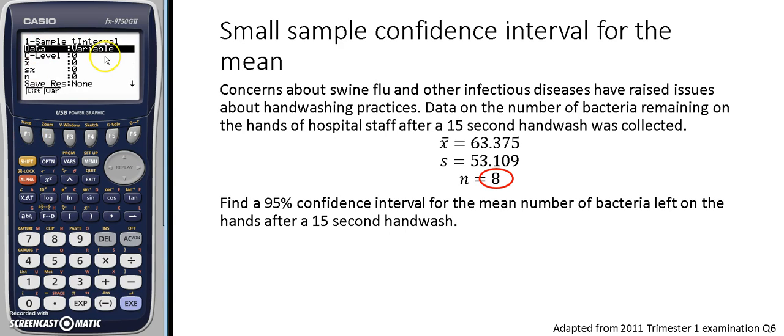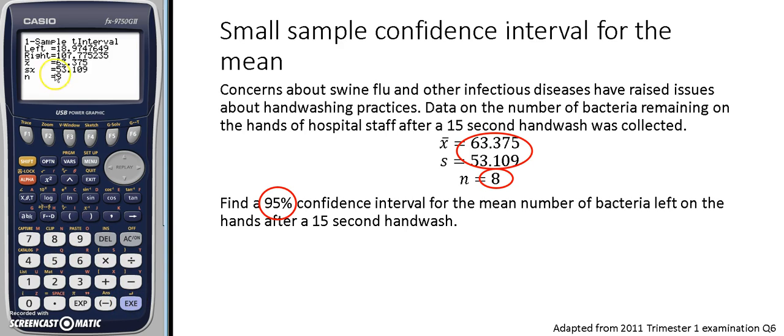We check that data is on variable, and if not, we can change it using F2. For the confidence level, we enter 0.95 for the 95% confidence interval. We enter the sample mean and standard deviation. And our sample size of 8.